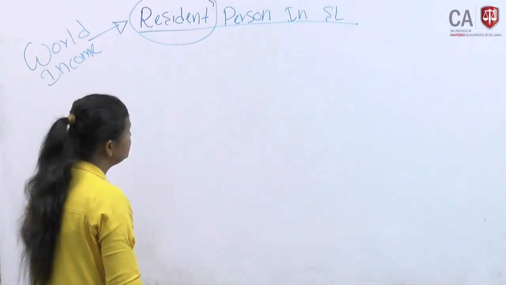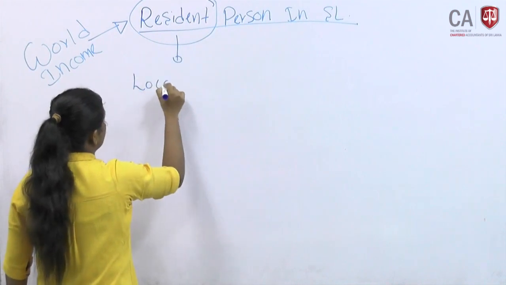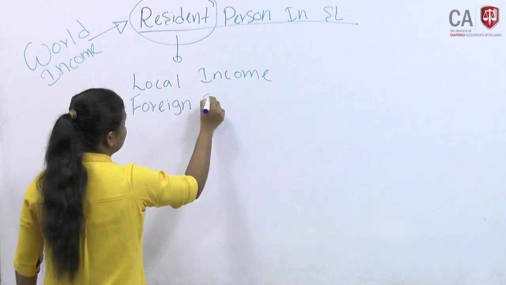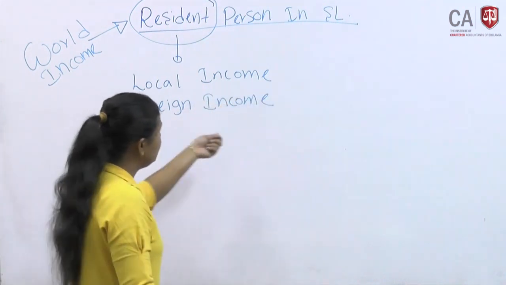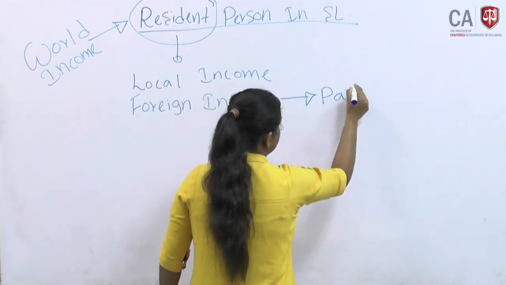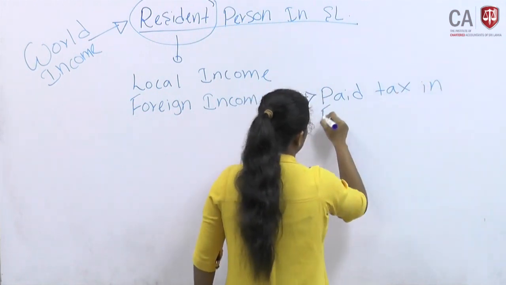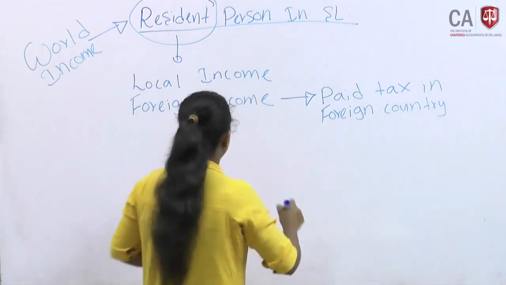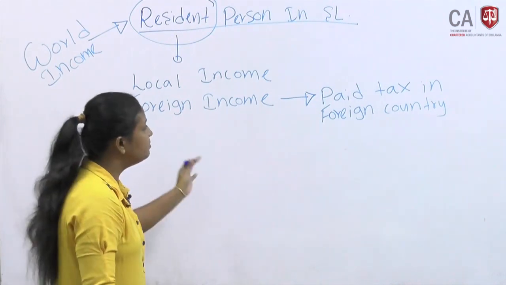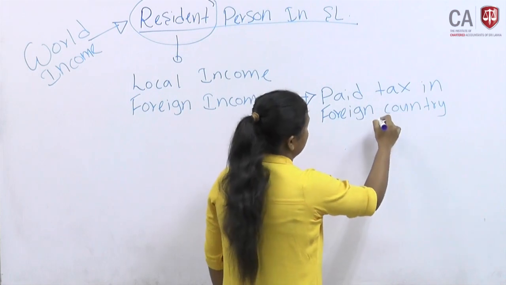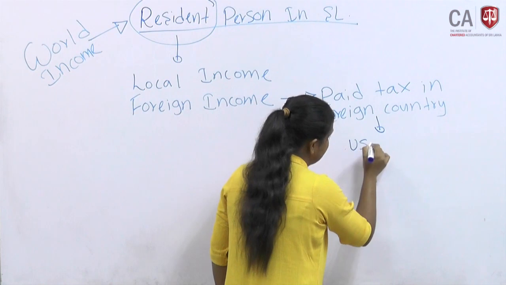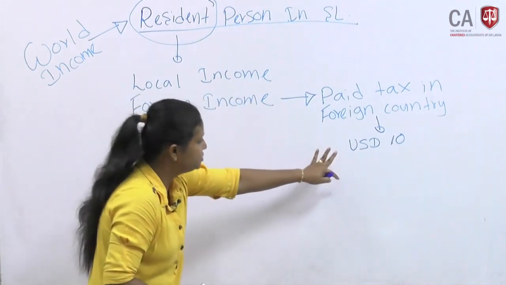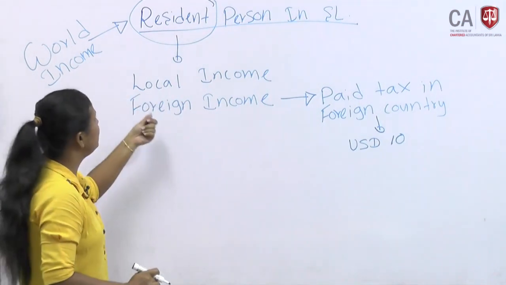Therefore, for a resident person in Sri Lanka, if he has local income as well as foreign income, and if he has paid tax in the foreign country on this foreign income, then up to that level the tax paid can be claimed. If the tax paid in the foreign country is US dollars 10, then up to that amount, US dollars 10, can be claimed against the foreign income included in the resident person's tax computation.